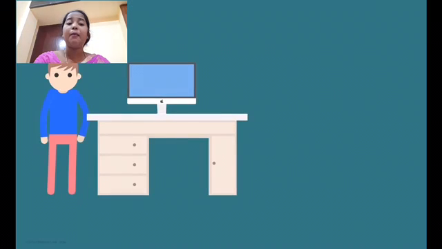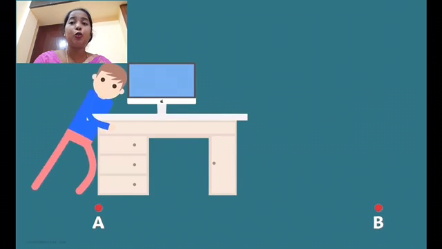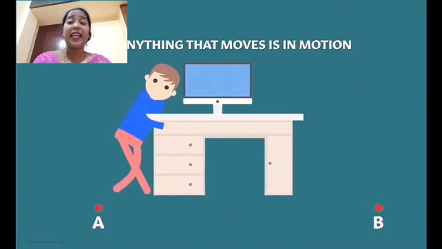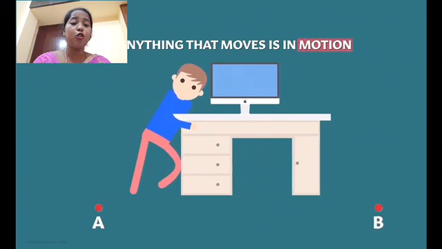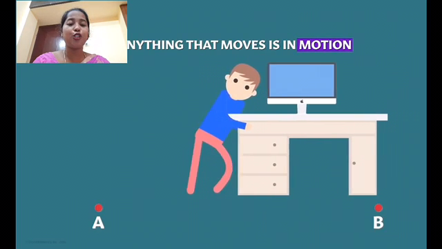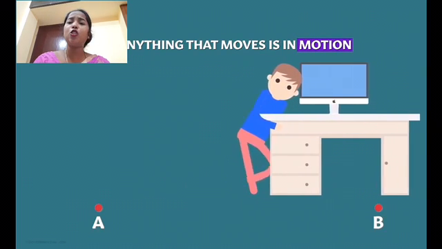Now say Ben wants to move this table from point A to point B. What will he do? Yes, he will push it in the direction of point B. You see, as he pushes the table, it starts moving. Anything around us that moves, we say is in motion. So this table is in motion. And since Ben is also moving along with the table, he is also in motion.